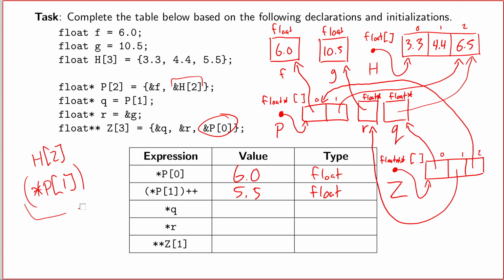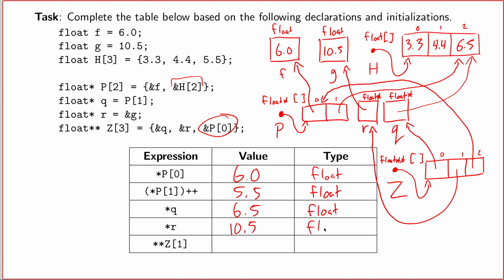Now we get a couple of easier ones. What is the value and type of star q? Okay, so we go find q. There it is. So star q, the value is 6.5. And the type, it's an element of an array of element type floats, so that means it is also a float. All right, and what's the value and type of star r? Same story. Start at r, follow an arrow. I get the value 10.5, and that's a float.